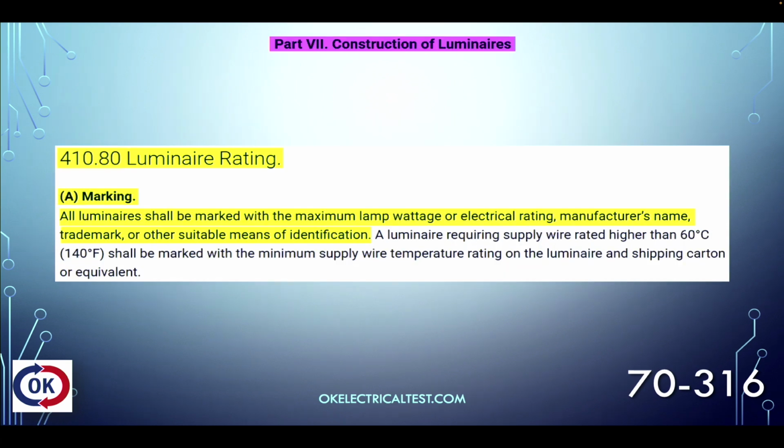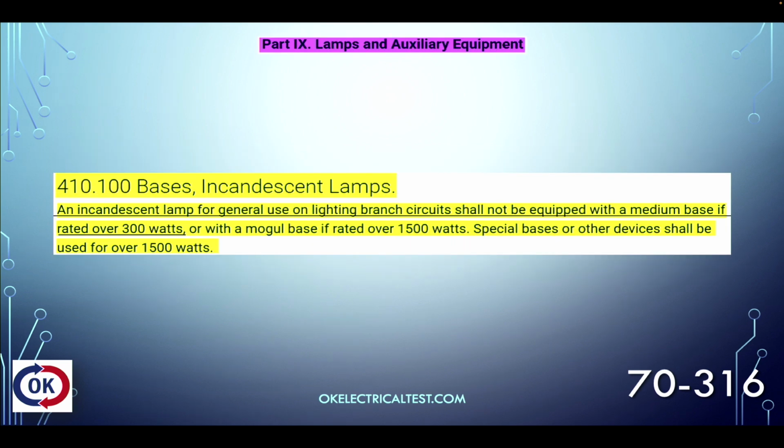410.80, we've got luminaire rating, and this falls under Part 7, which is construction of the luminaires. And letter A, marking. All luminaires shall be marked with the maximum lamp wattage or electrical rating, manufacturer's name, trademark, or other suitable means of identification. So again, that's a list of stuff. All the following needs to be marked except, right? And so we have 3 items from this list and a 4th item that does not appear on here.